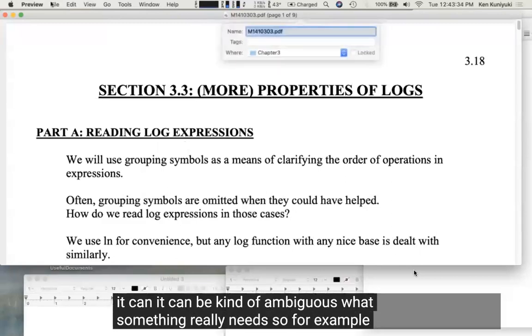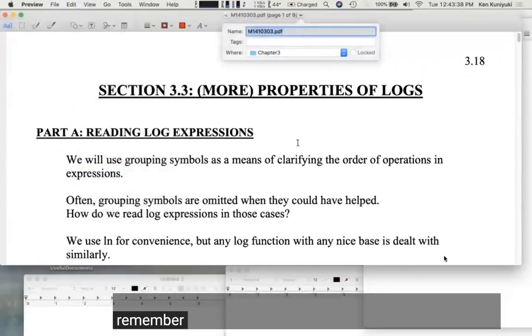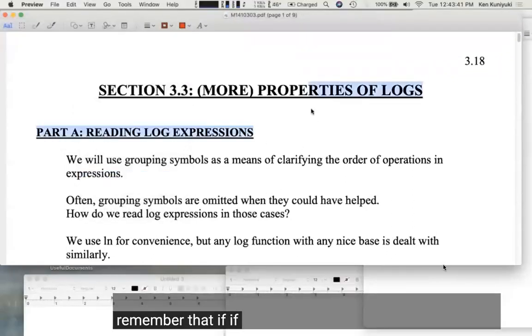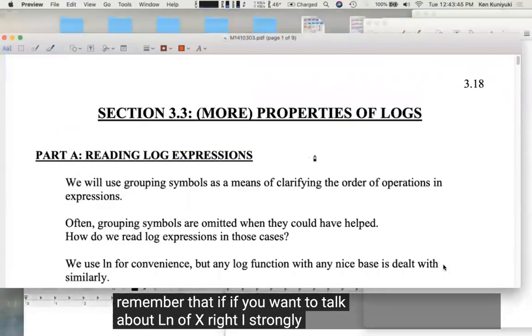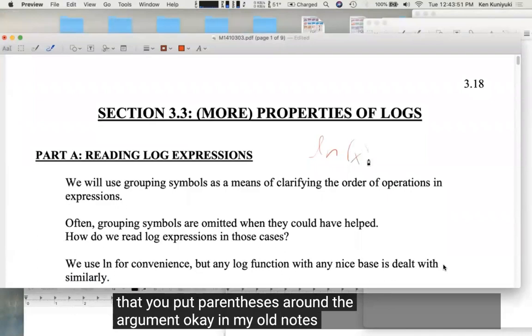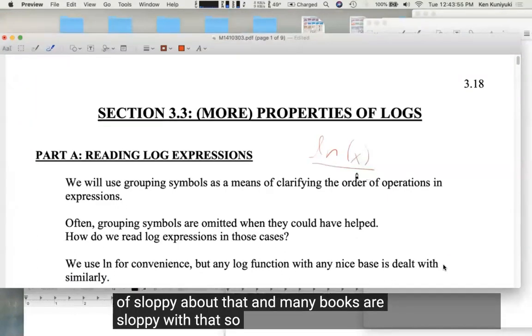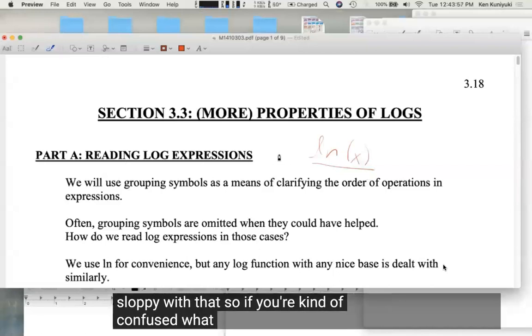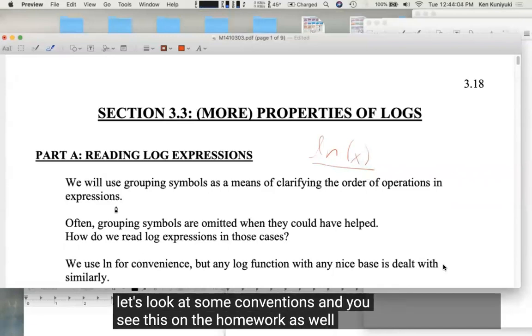So, for example, remember that if you want to talk about ln of x, I strongly recommend that you put parentheses around the argument. In my old notes, I was kind of sloppy about that, and many books are sloppy with that. So if you're confused about what an expression really means, let's look at some conventions. And you see this on the homework as well.